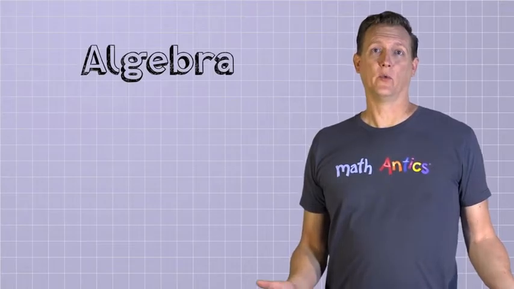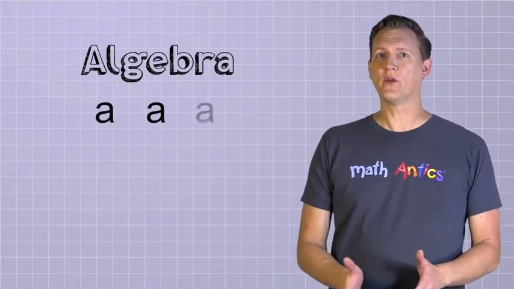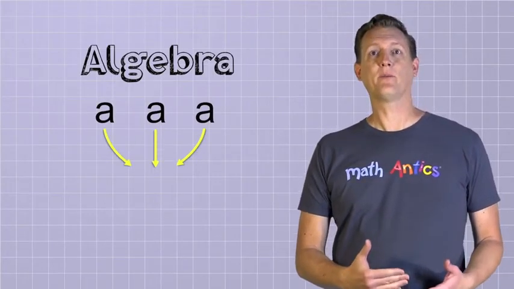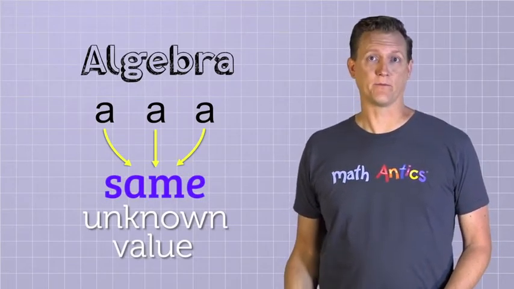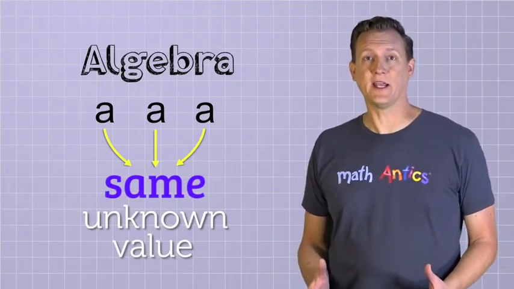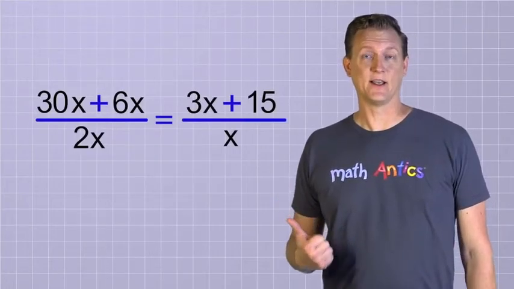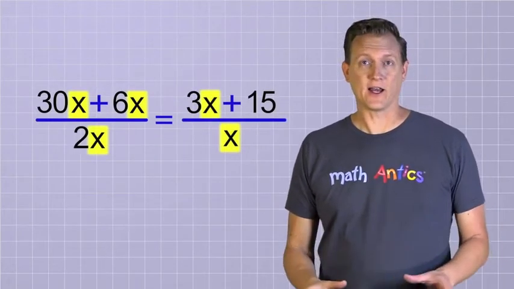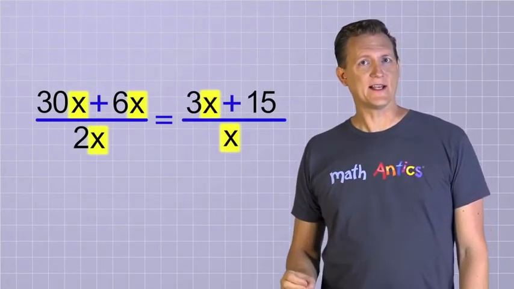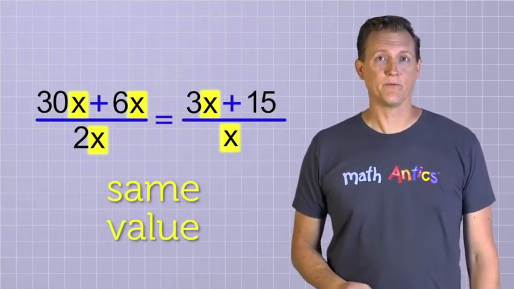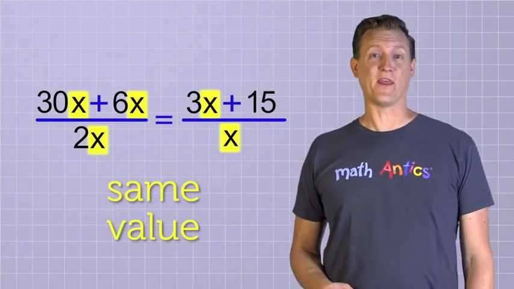If you wanted symbols to stand for two different numbers at the same time, you'd need to use two different symbols, like x and y. So in algebra, whenever you see the same symbol repeated more than once in an equation, it's representing the same unknown value. Like if you see a really complicated algebraic equation like this, where x is repeated a lot of different times, all those x's stand for the same value, and it'll be your job to figure out what that value is.